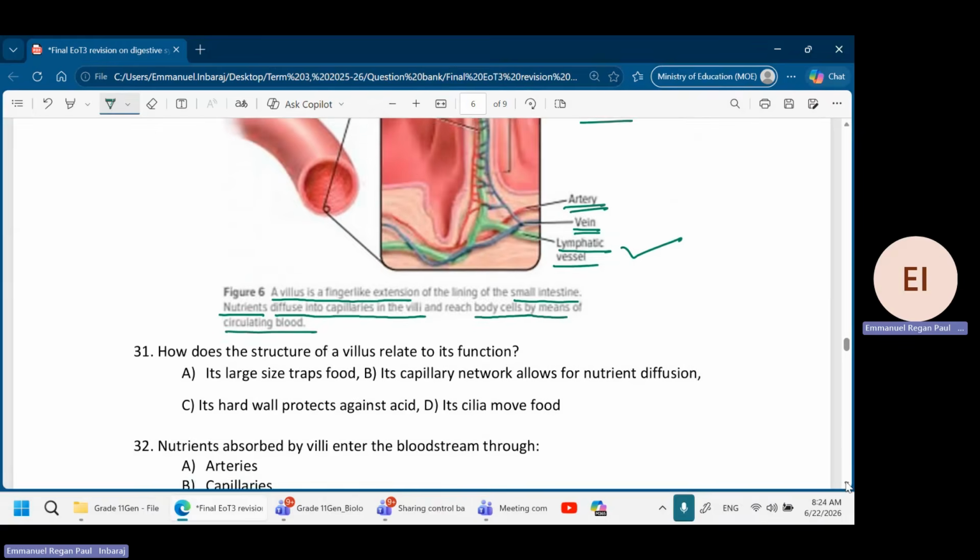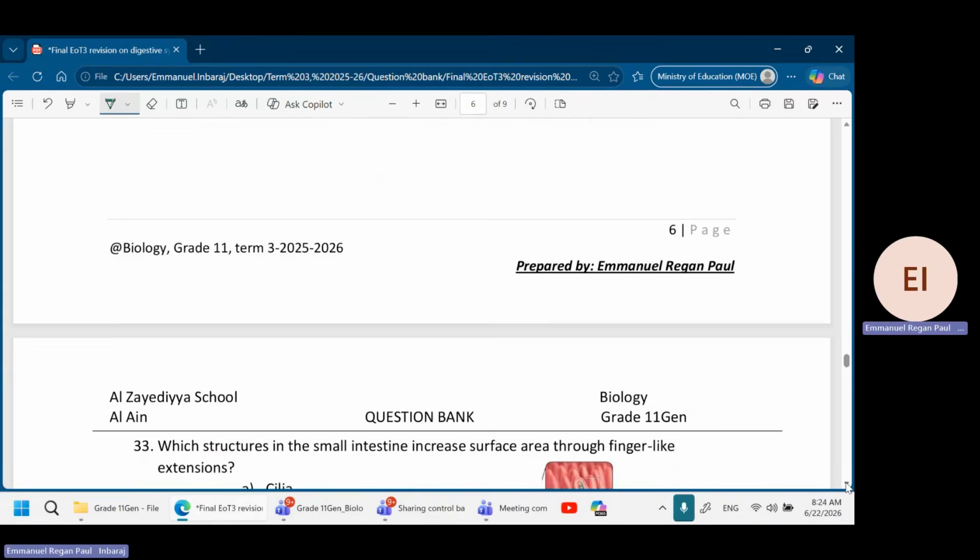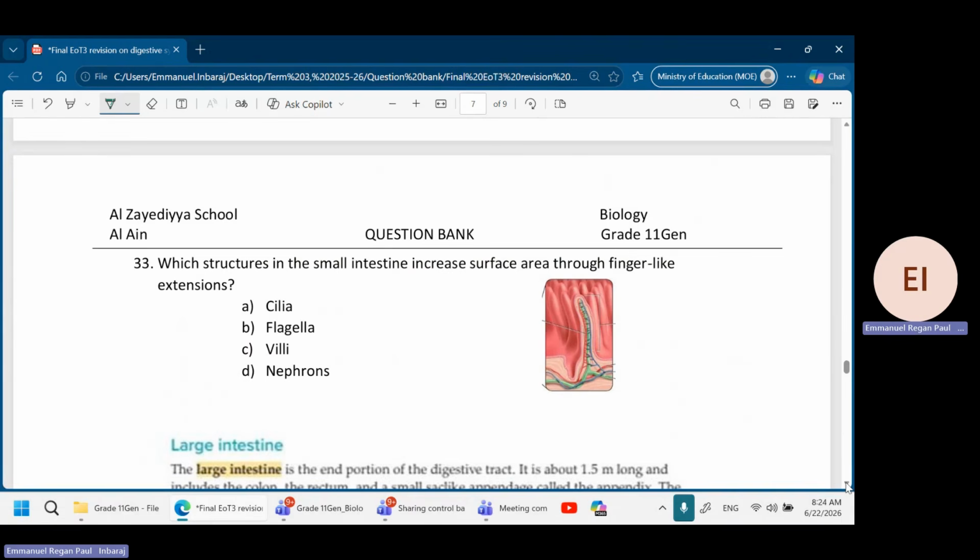Now let's move on with the question. See how the structure of villus is related to the function. Its capillary network allows nutrient diffusion. Nutrients absorbed by the villi enter the bloodstream. So how do they enter the bloodstream? Through the capillaries. Very important, about capillaries. Then, which structure in the small intestine increases the surface area through the finger-like projections? So it is the villi.